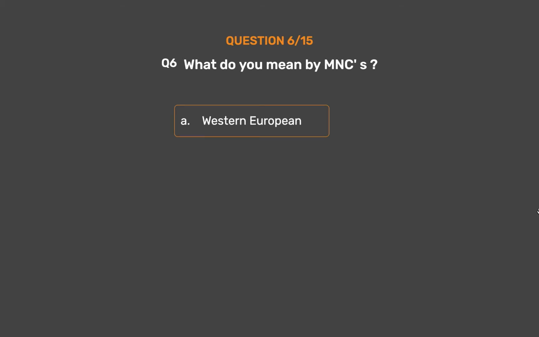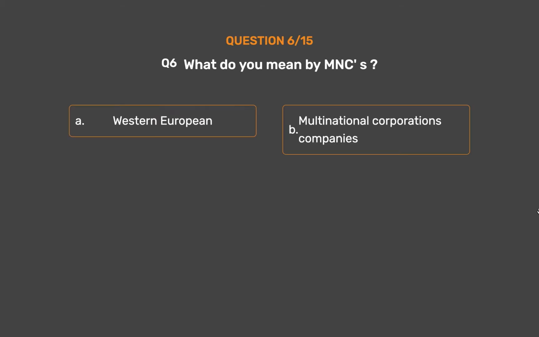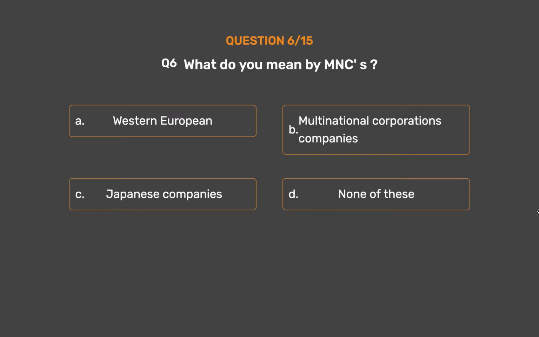Question number 6. What do you mean by MNCs? Option A. Western European. Option B. Multinational corporations companies. Option C. Japanese companies. Option D. None of these.